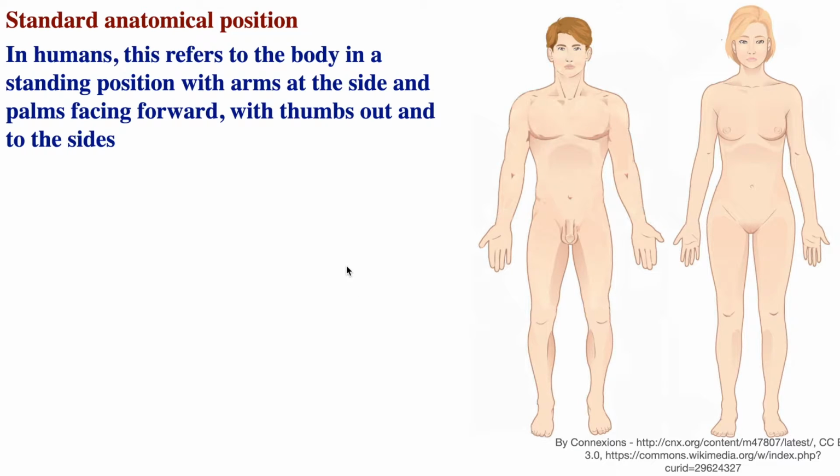First of all, the standard anatomical position. It's a standing position with the arms and forearms supinated, meaning that the palms are facing anterior and the thumbs pointing out to the sides. This is the standard anatomical position.